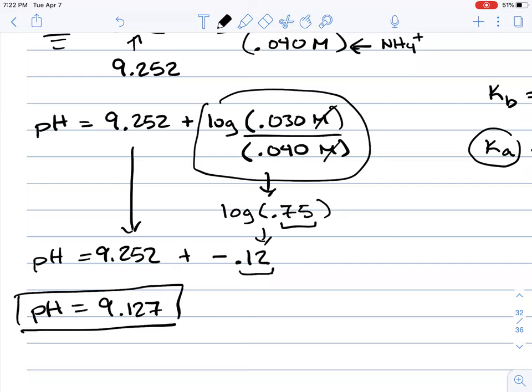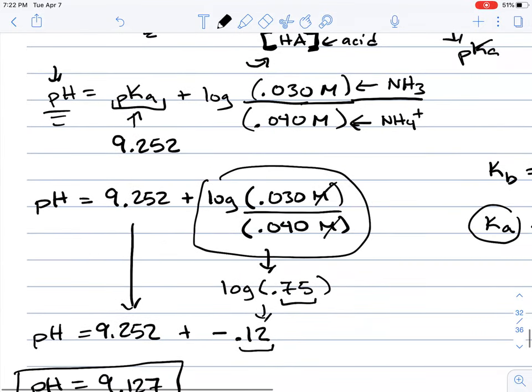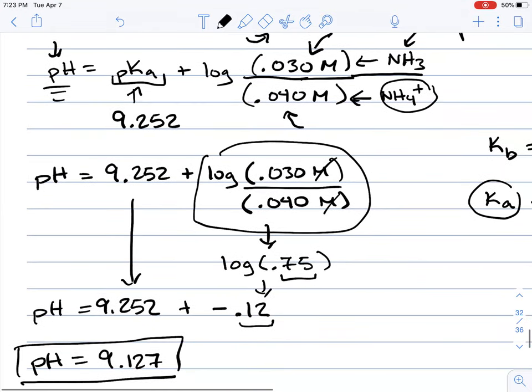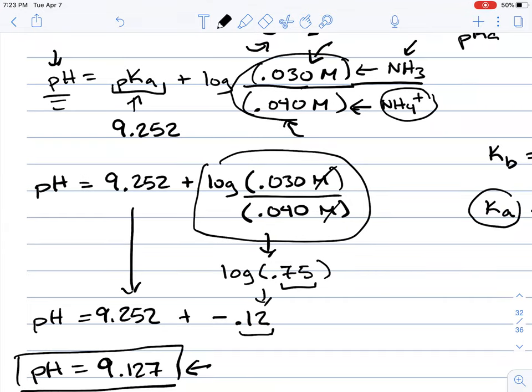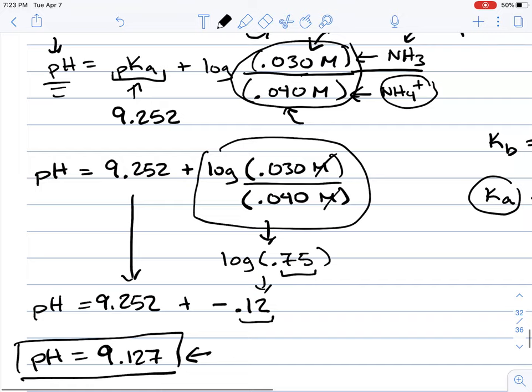All right. And so this is telling me that if I have a buffer that's composed of 0.030 molar of ammonia and 0.040 molar of ammonium, I am going to get a pH of 9.127. So if this is the concentration of each individual component of my buffer system, I am going to get a pH of 9.127.